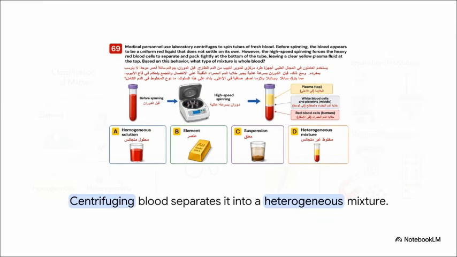Here's a really fascinating medical application of this concept. When you draw fresh blood, it looks completely uniform, right? It looks like a perfect, homogeneous solution. But if medical personnel put that vial into a high-speed centrifuge, that extreme spinning force reveals the truth. The heavy red blood cells get packed down at the bottom, white blood cells hang out in the middle, and the clear yellow plasma sits right on top. Since it separates out into those very distinct parts, whole blood is actually a heterogeneous mixture.